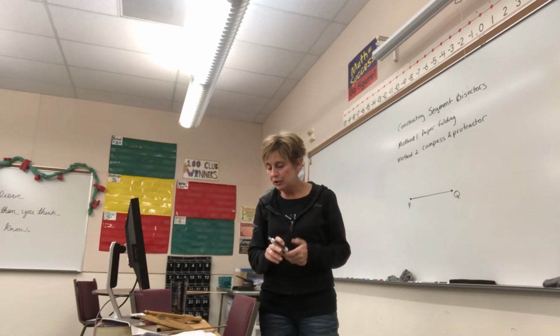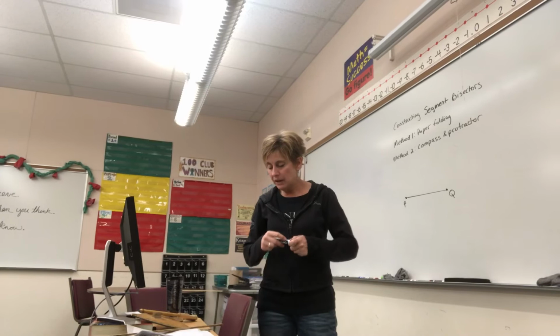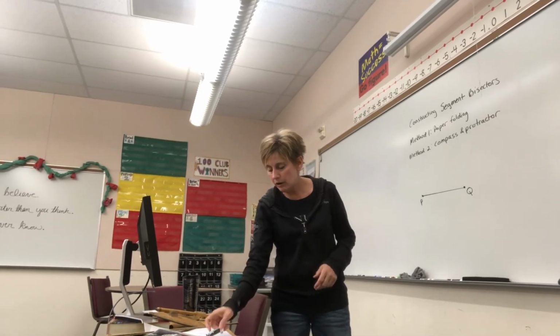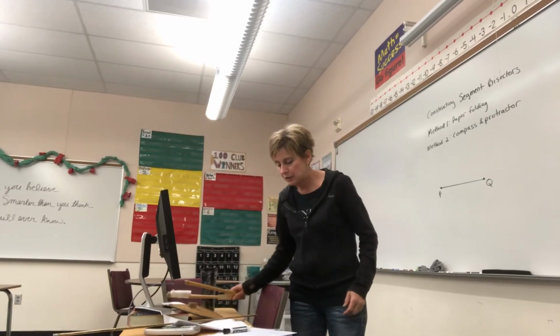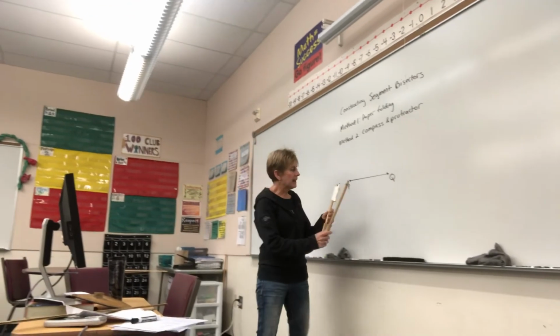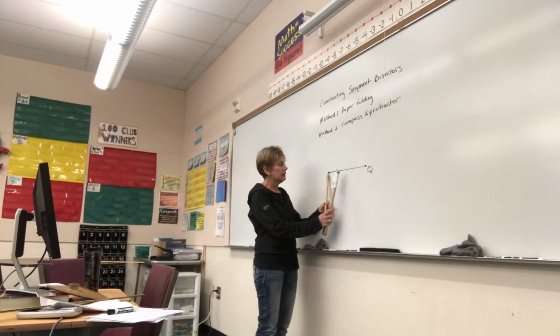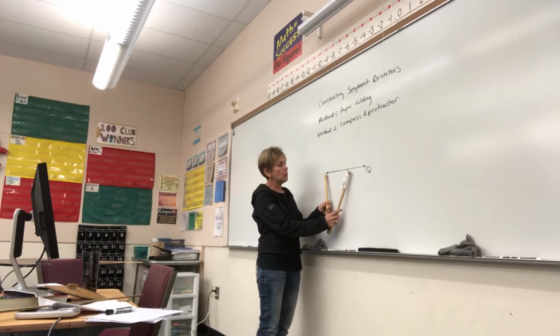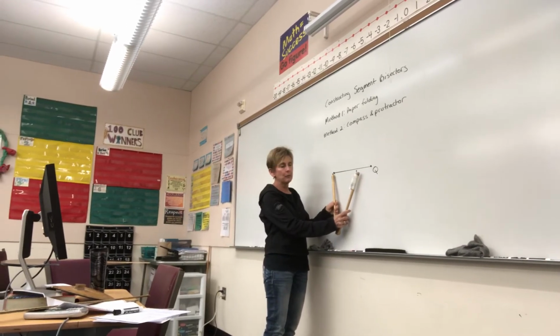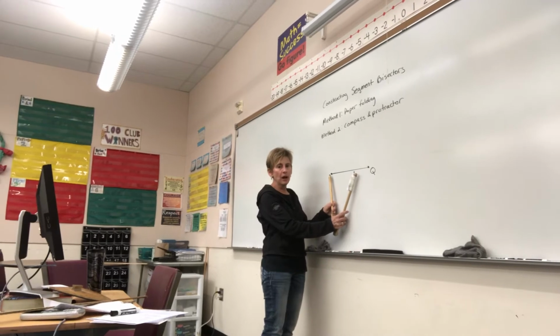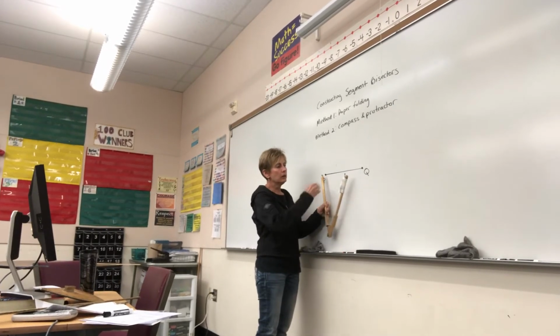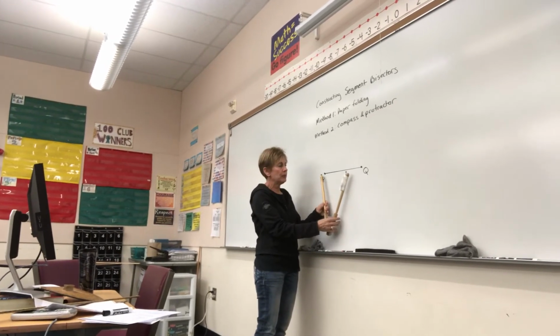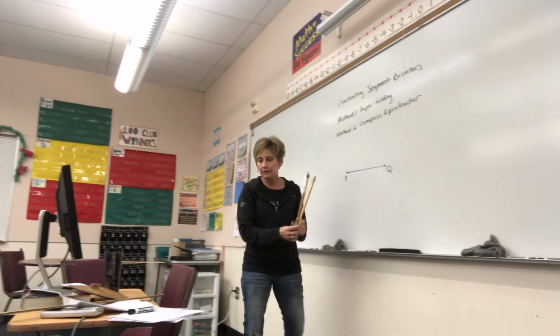Now, step two says to open the compass to a setting that is longer than half the length of PQ. So what they mean by that is if I put my tip on P, I don't want the compass open just a little bit. It has to be more than half the length from P to Q. So kind of wide. You don't want it to be longer than the length of PQ, but it needs to be more than half the length.